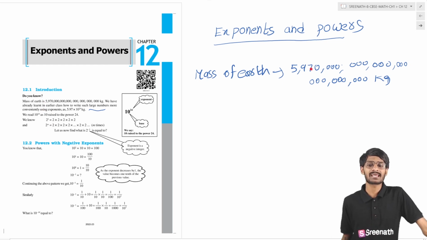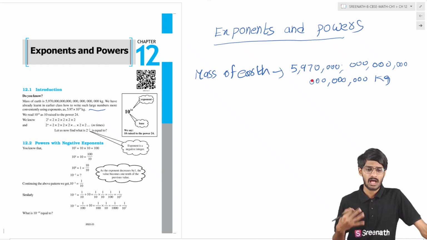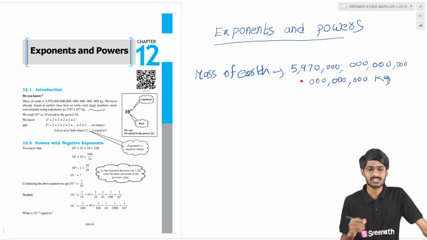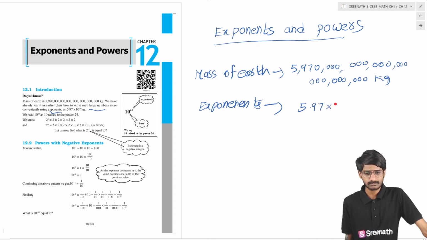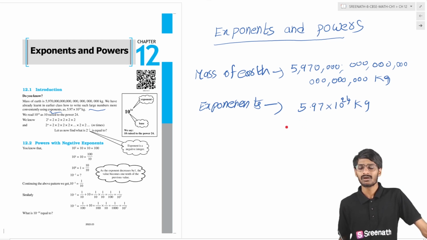So we know how to express it. We have already learnt in our previous class how to express this type of large number conveniently using exponents. Using exponents, we can write this number as 5.97 into 10 to the power of 24 kg. So this is very simple to read now. Okay, students, we learned how to express this type of large number in exponent form.